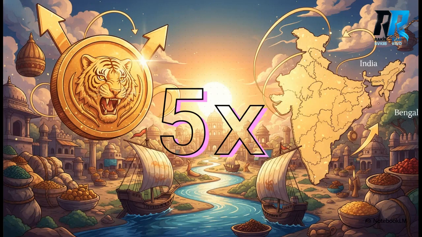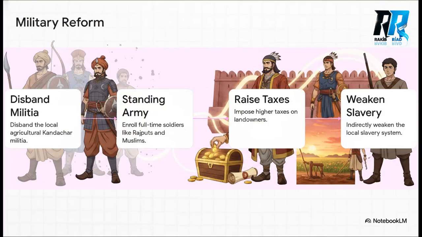So, what was the actual result of all these aggressive economic strategies? 5. Under Tipu's rule, Mysore's average income skyrocketed to an astonishing 5 times higher than the basic living standards of the time. I mean, his kingdom actually overtook Bengal as India's dominant economic power. Pretty incredible, right? But look, to protect all that new wealth, he needed a totally different type of military.